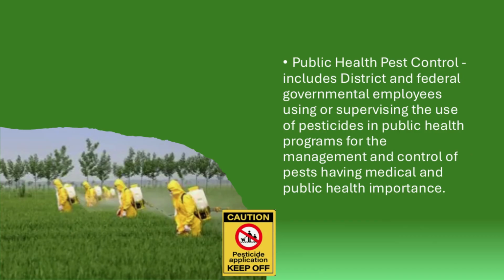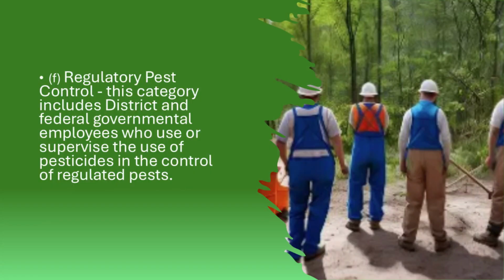E. Public health pest control includes district and federal governmental employees using or supervising the use of pesticides in public health programs for the management and control of pests having medical and public health importance. F. Regulatory pest control. This category includes district and federal governmental employees who use or supervise the use of pesticides in the control of regulated pests.